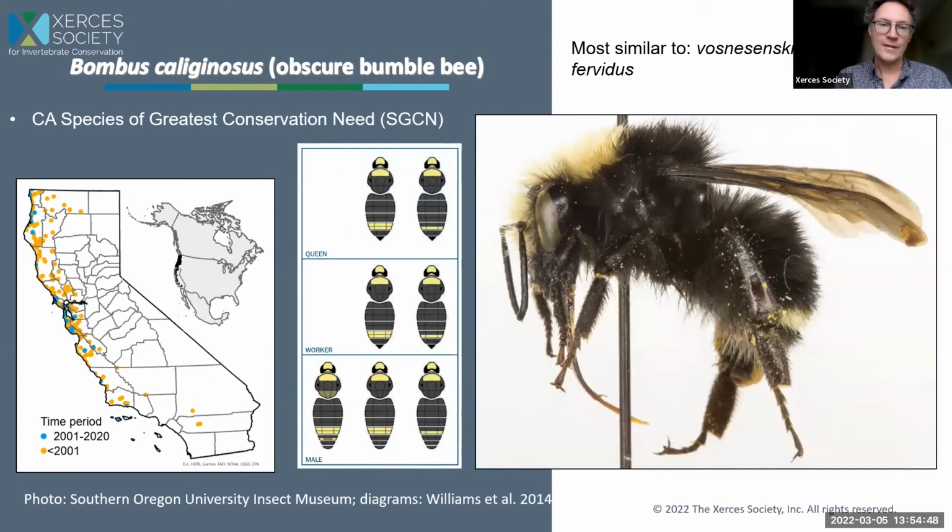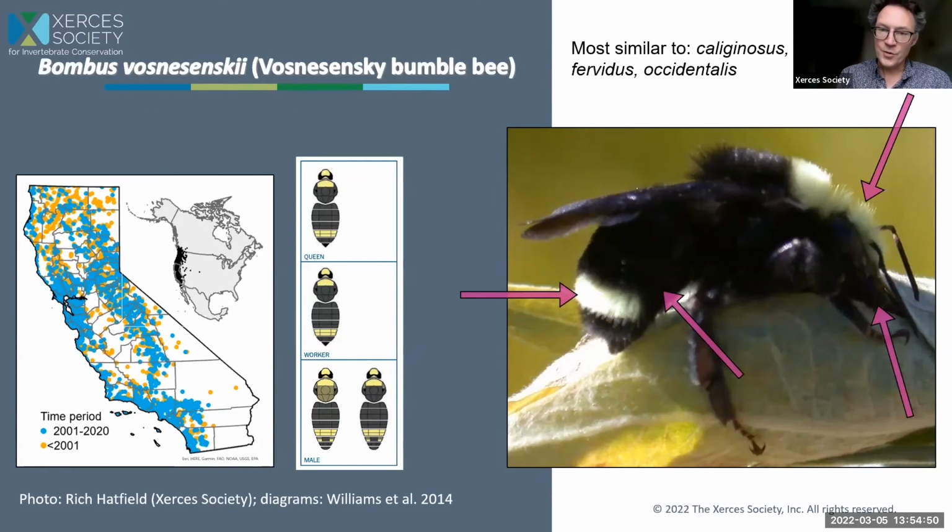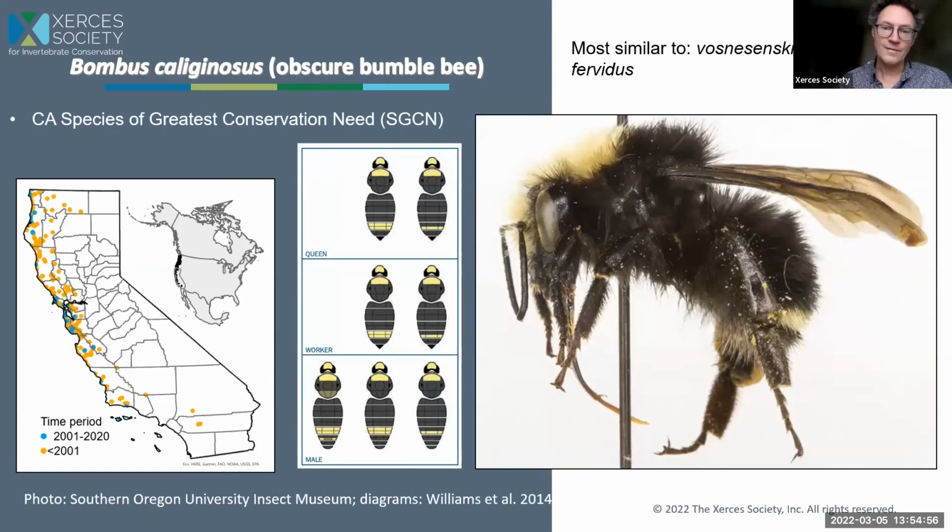Now, sorry, I wanted to say that that species has shorter hair, and its cheek is about equal. The length is equal to the width. This is a very similar looking species. This is Bombus caliginosus, also known as obscure bumblebee, aptly named because it is difficult to distinguish it from Voznesensky's bumblebee. This one we think is quite rare.